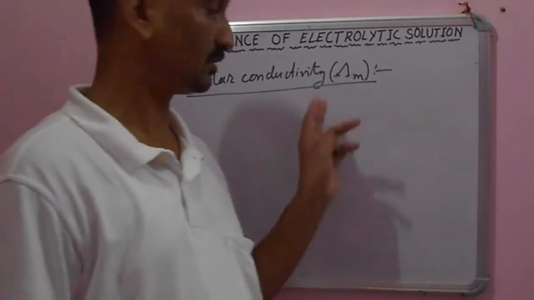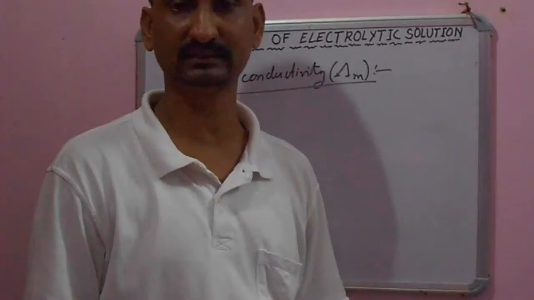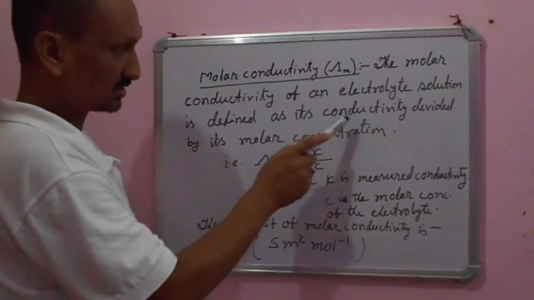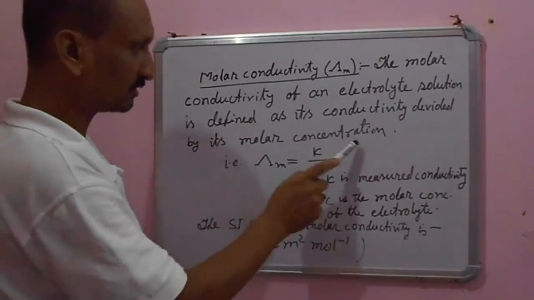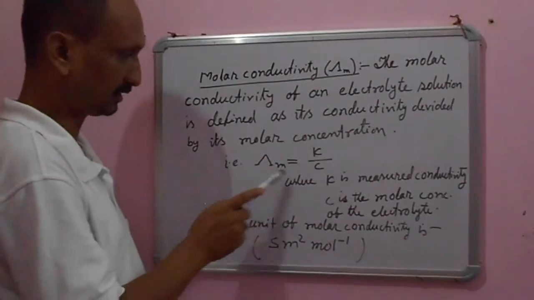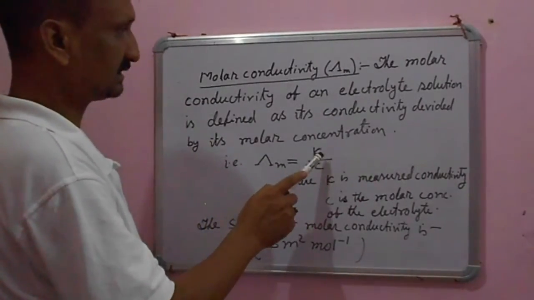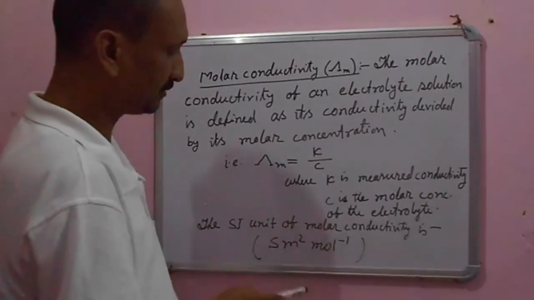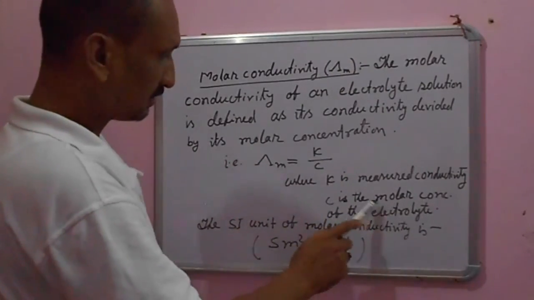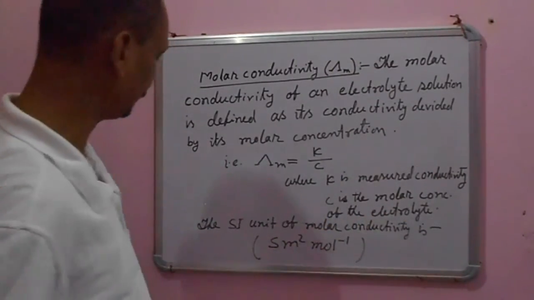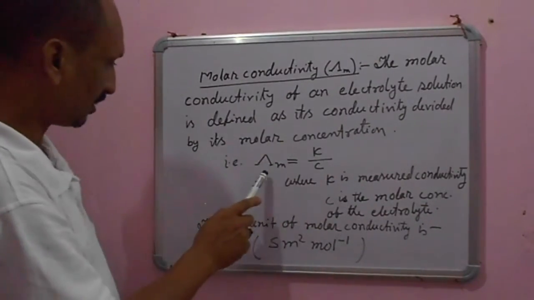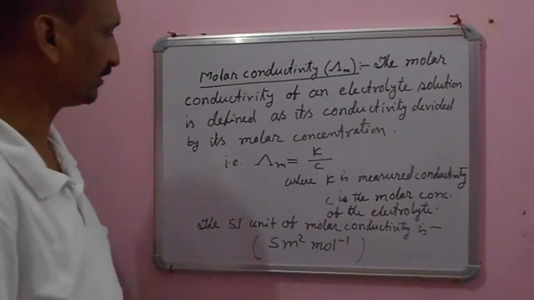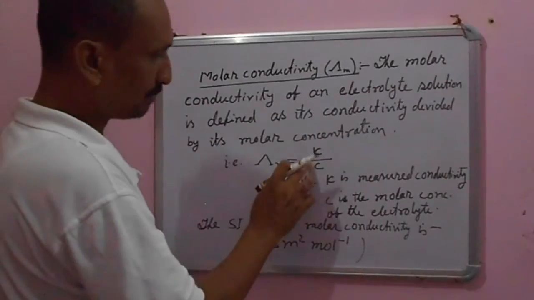So how is molar conductivity defined? The molar conductivity of an electrolyte solution is defined as its conductivity divided by its molar concentration. That means lambda m equals kappa by C. Kappa is the measured conductivity of the solution and C is the molar concentration of the electrolyte. So here the SI unit of lambda m will be Siemens meter square mole inverse. So how is it, lambda m equals kappa by C.